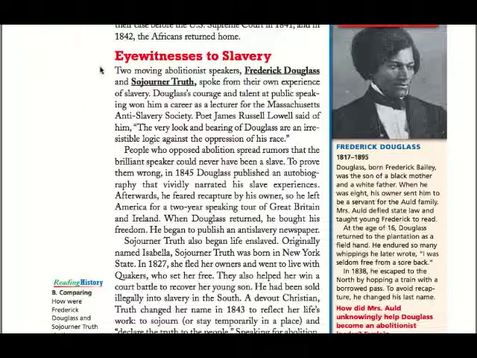Eyewitness to slavery. Two moving abolitionist speakers, Frederick Douglass and Sojourner Truth, spoke from their own experience of slavery. Douglass's encouraged talent at public speaking won him a career as a lecturer for the Massachusetts Anti-Slavery Society. Poet James Russell Lowell said of him, "The very look and bearing of Douglass are irresistible logic against the oppression of his race," meaning that there's no way a guy this smart deserves to be held down just because he's black.